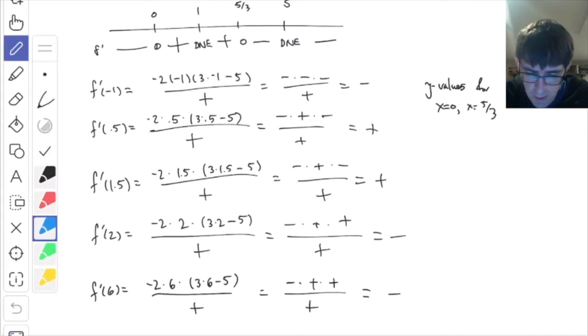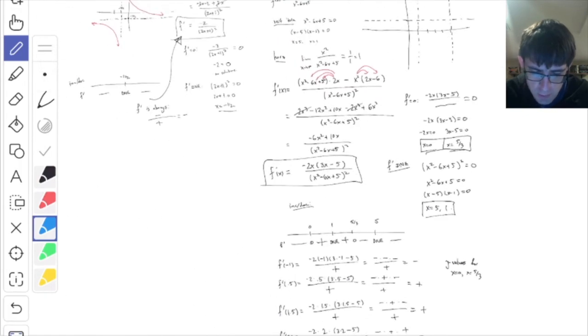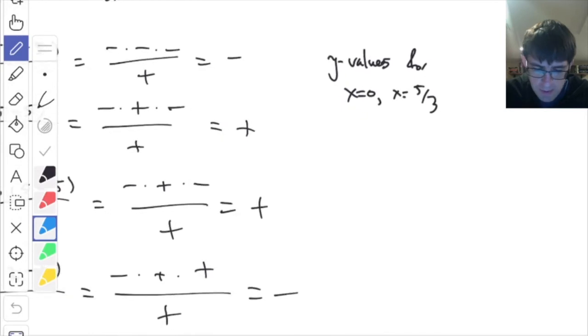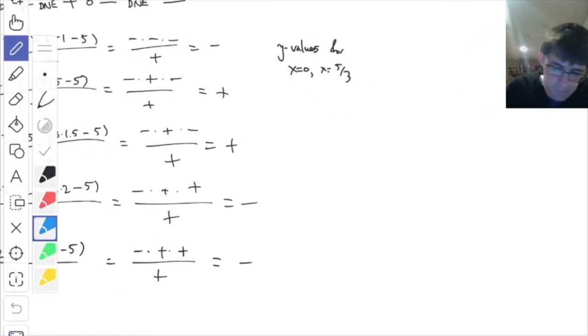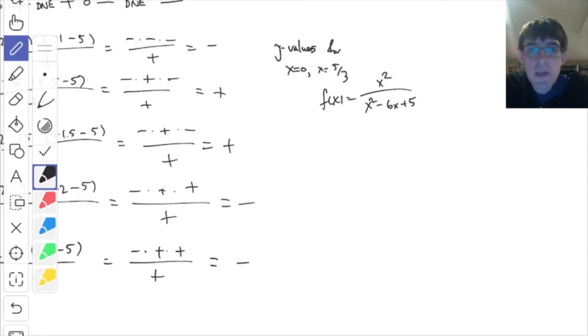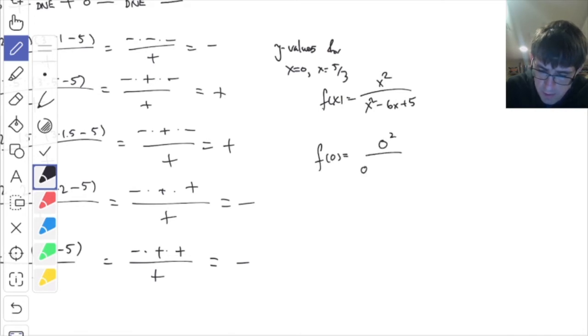So remember, for the y values, you use the original function, which is way up here. X squared over, I will just copy it down here. I'm using f of x equal x squared over x squared minus 6x plus 5, right? And I'm plugging in 0 and then 5/3. So when I plug in 0, that's easy enough. F of 0 is 0 squared over 0 squared minus 6 times 0 plus 5. This is 0 divided by 5, which is 0.